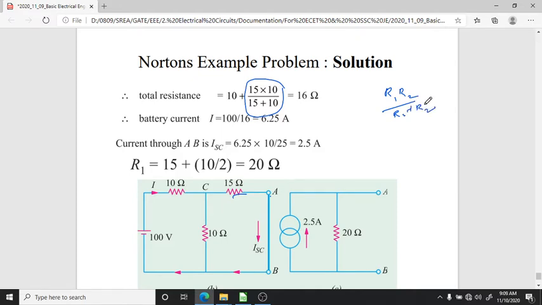Okay, and then this parallel combination of resistors is in series with the 10 ohm resistor. So the total equivalent resistance is 16 ohms after solving this. Through this 16 ohms, a 100 volt voltage source is there. Then what is the total current? 6.25 amps. Total current 6.25 amps is flowing here.